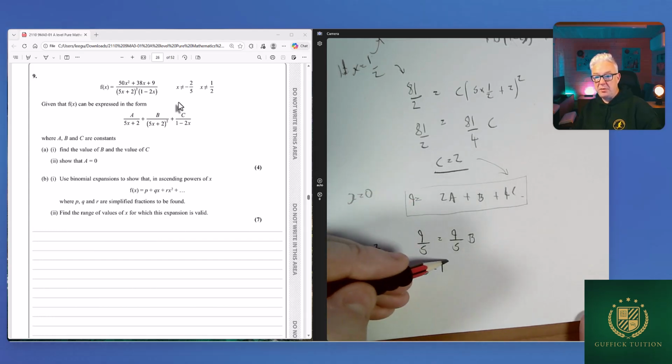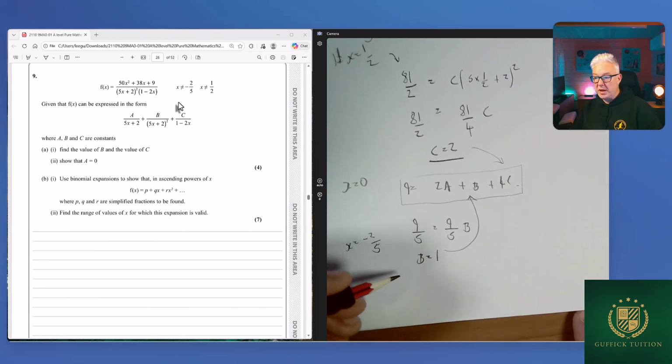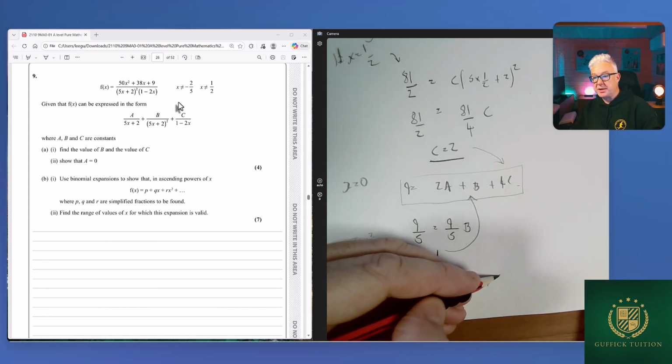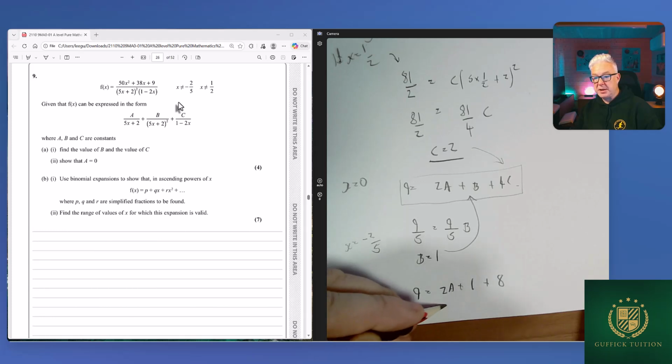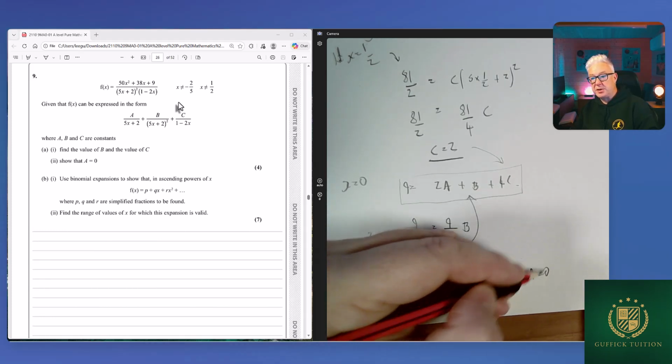So now that we know that b is 1 and we know that c is equal to 2, we can now solve this to work out what a is. So 9 is going to equal 2a plus 1 plus 8. So 9 is going to equal 2a plus 9, which must mean that a is equal to 0.